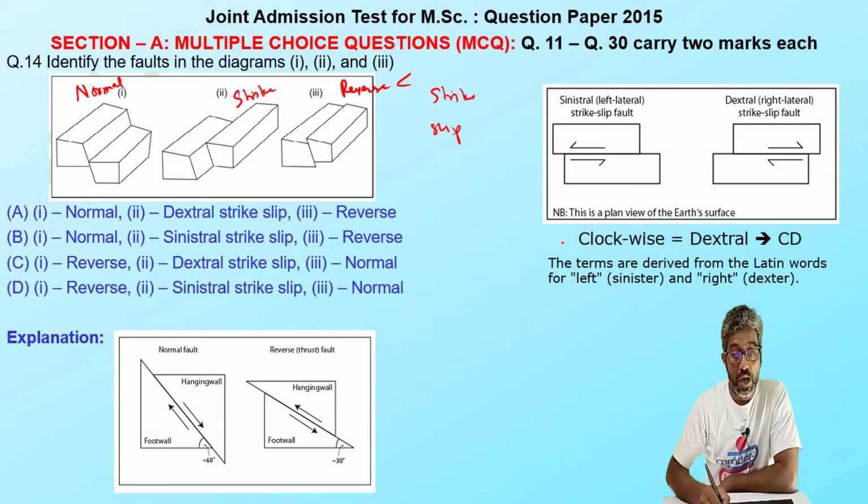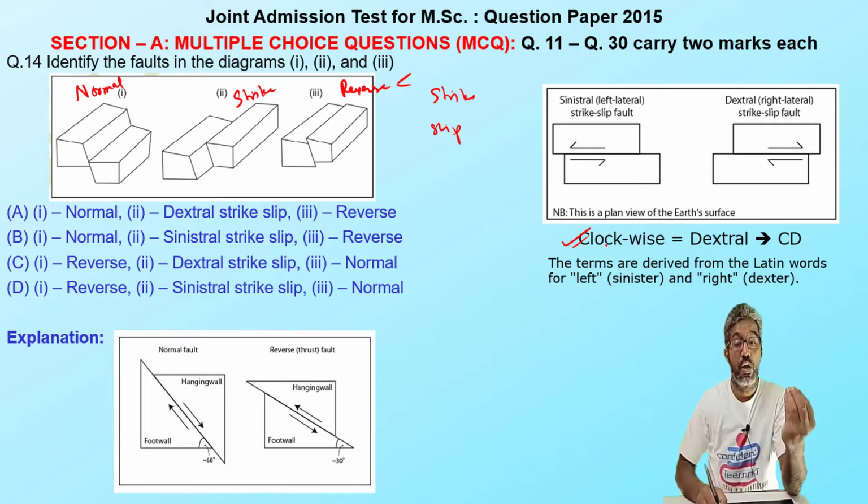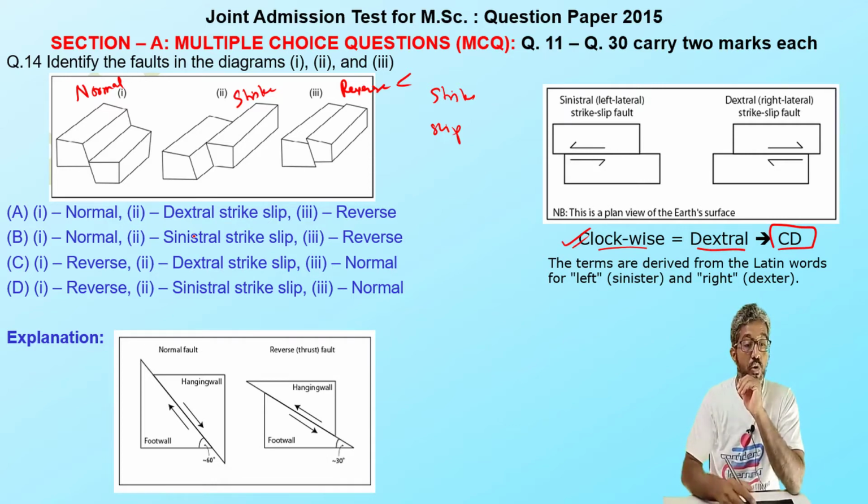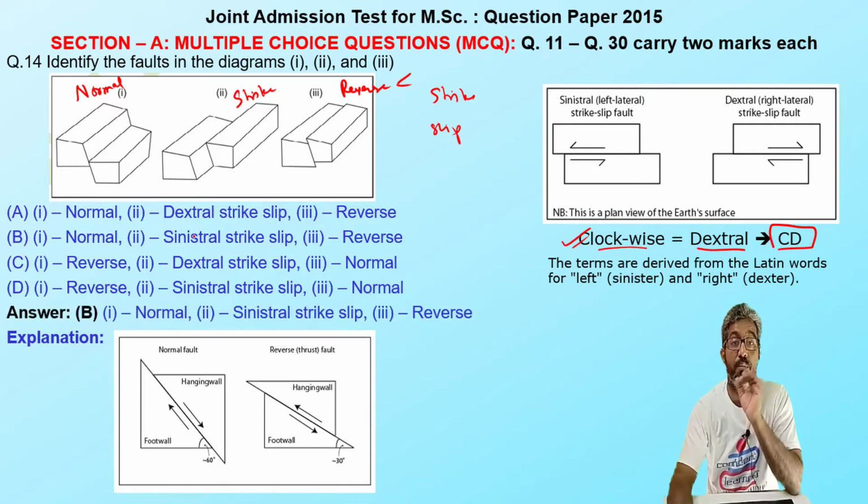And here you can see I just wrote down a mnemonic to help you remember. If it is clockwise direction, it is dextral, so you can correlate it with CD. If it is anti-clockwise, the opposite, it is sinistral. So what will be my answer? This is normal, sinistral and reverse, so B will be my answer.